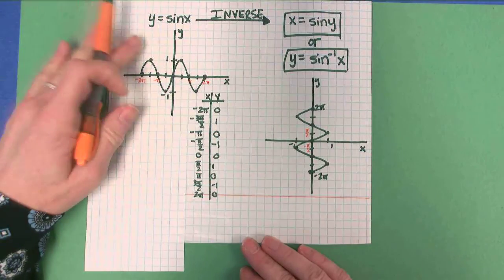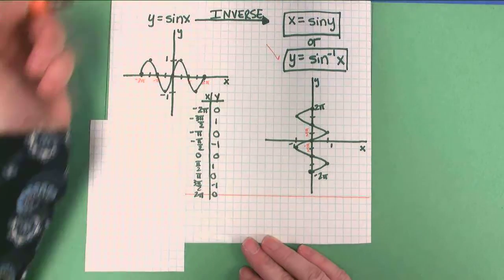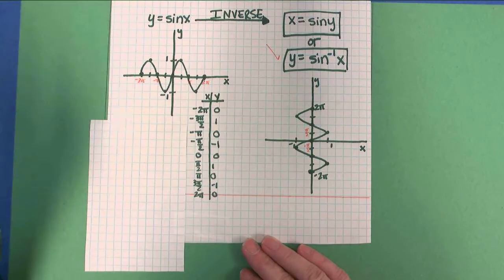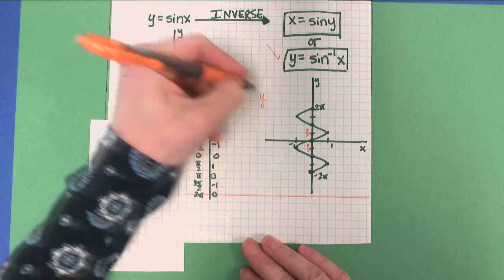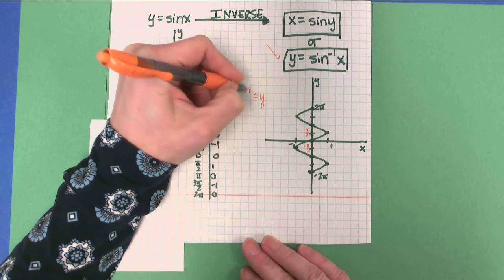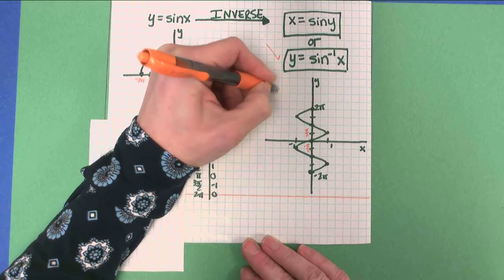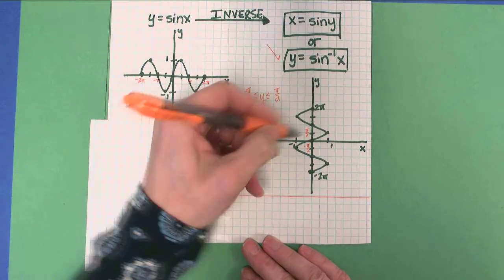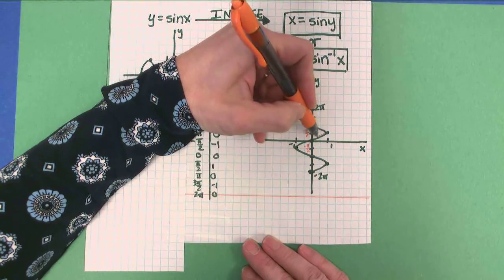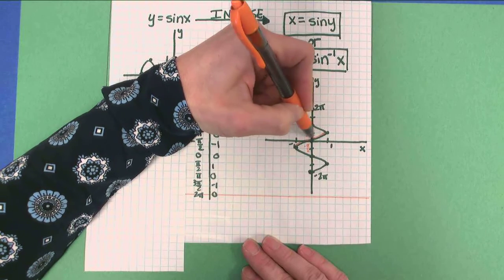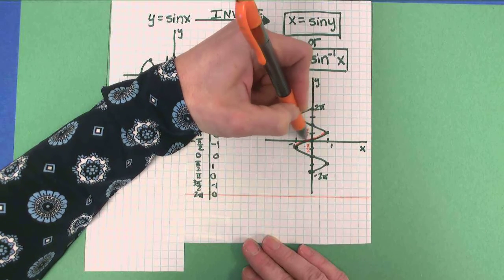So we define inverse sine of x to be a function only between the y values of negative pi over 2 and positive pi over 2. And that's because we take this portion right here of the graph, closest to the origin and remaining a function.